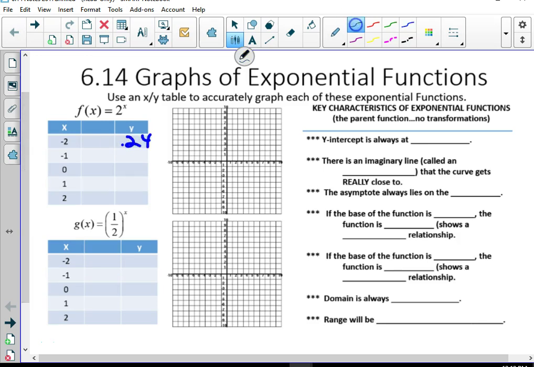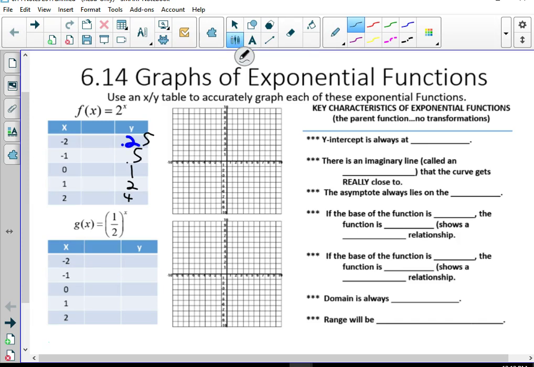Which is 1/4. Okay? 2 to the negative 1 is 0.5. Anything to the 0 is 1. 2 to the 1 is 2, and 2 squared is 4. I don't know why I wrote 0.24. I was thinking 1/4. So 0.25.